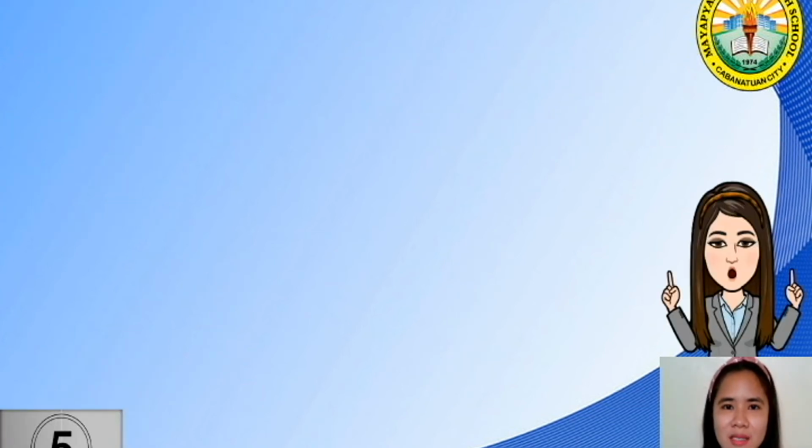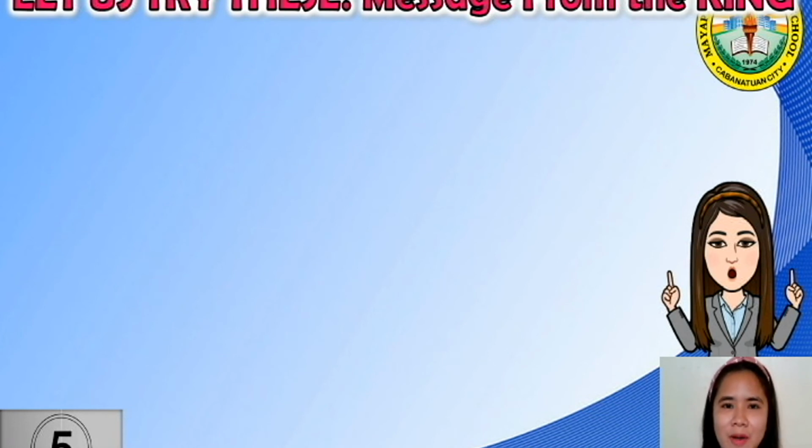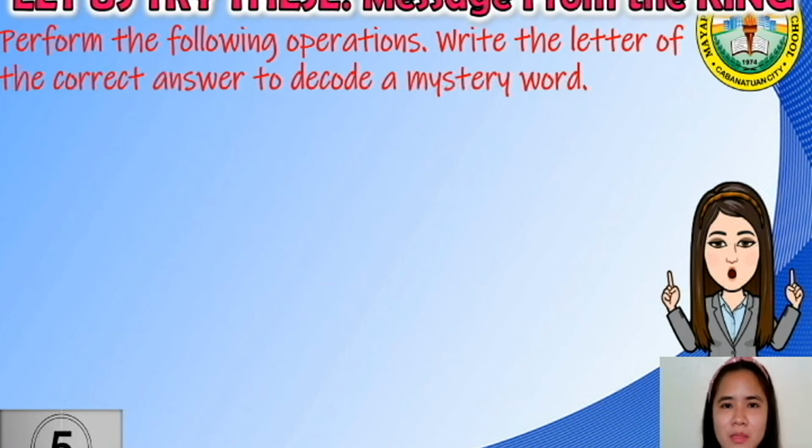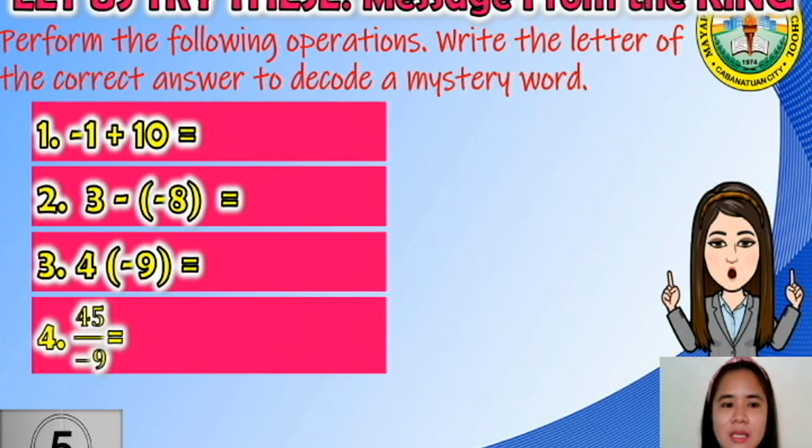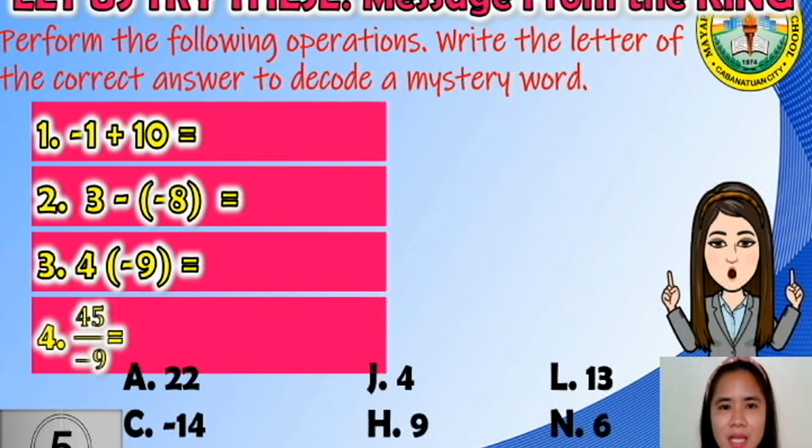Let's have a short activity entitled Message from the King. You're going to perform the following operations. Write the letter of the correct answer to decode a mystery word. Number 1, you have negative 1 plus 10. Number 2, 3 minus negative 8. Number 3, 4 times negative 9. Then number 4, 45 divided by negative 9. Timer starts now.